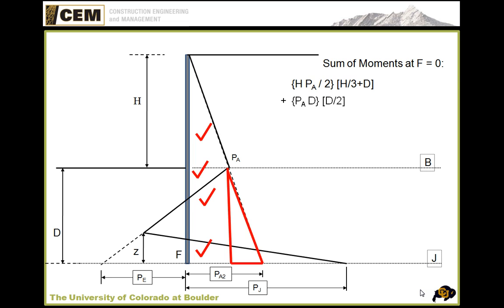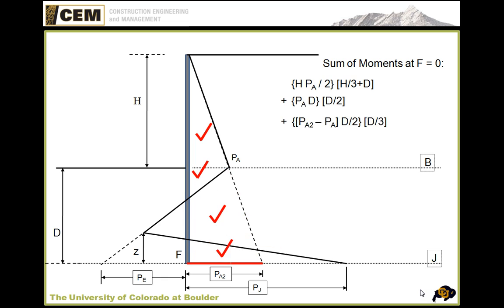It's going to be PA2 minus PA, over 2 times D. All right, and then the distance here, so this is the area PA2 minus PA, that's the base of that triangle, D over 2, PA plus PA1 over 2 times D is another way of looking at that, and then the distance is going to be D over 3 from that point F.